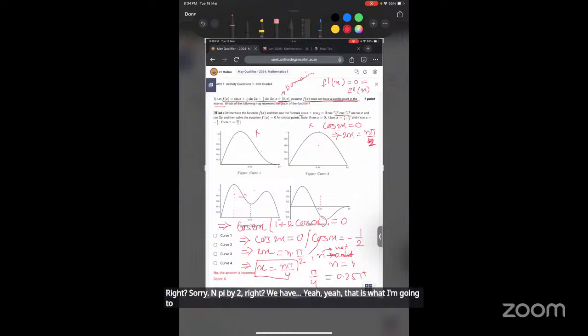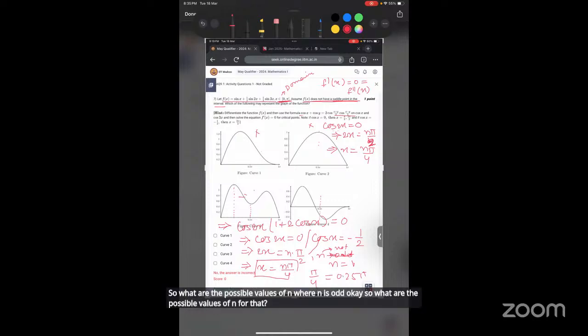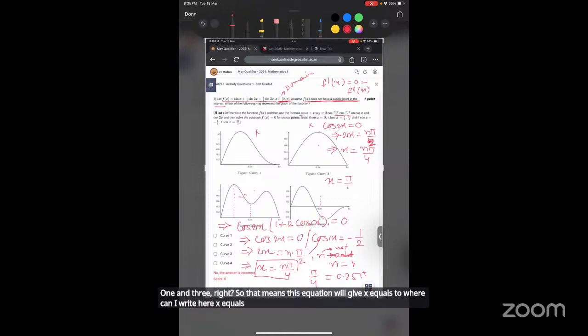Yeah, it is 0 to pi. That means we have to take the value of n in such a way that it is within the range, right? So x equals n pi by 4, right? What are the possible values of n where n is odd? 1 and 3, right? So this equation will give x equals either pi by 4 or 3 pi by 4, right?